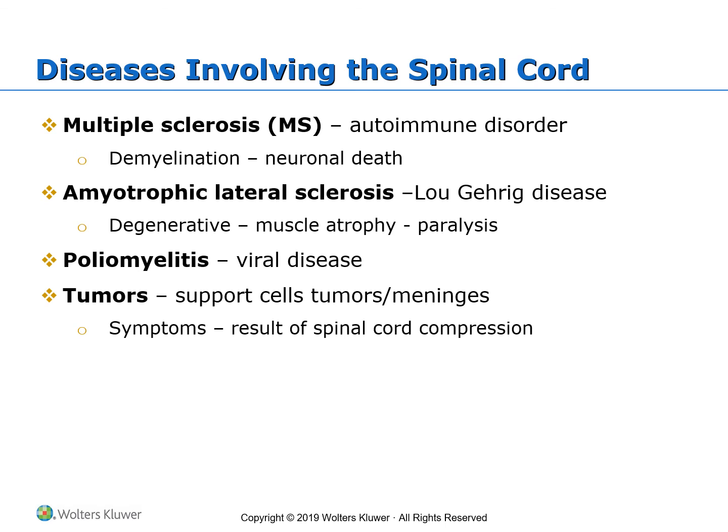Tumors can develop at the level of the spinal cord, and they arise in the support tissue in or around the cord. They are frequently tumors of the meninges or the neuroglial cells. The main symptoms result from spinal cord compression, and they result in pain, numbness, weakness, or loss of function. We can diagnose them mainly by using imaging techniques such as MRIs, and the treatment is surgery and radiation.